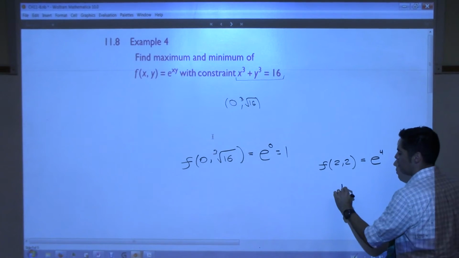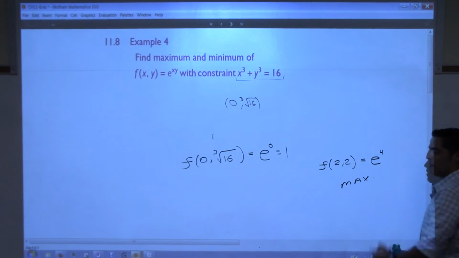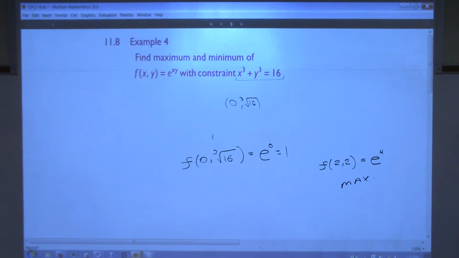Thank you for asking that question. I would have forgotten to point that out. So it's a max. All right. Doing good, doing good. How do we know what point to pick? Any point. Yeah, it has to satisfy the constraint though.